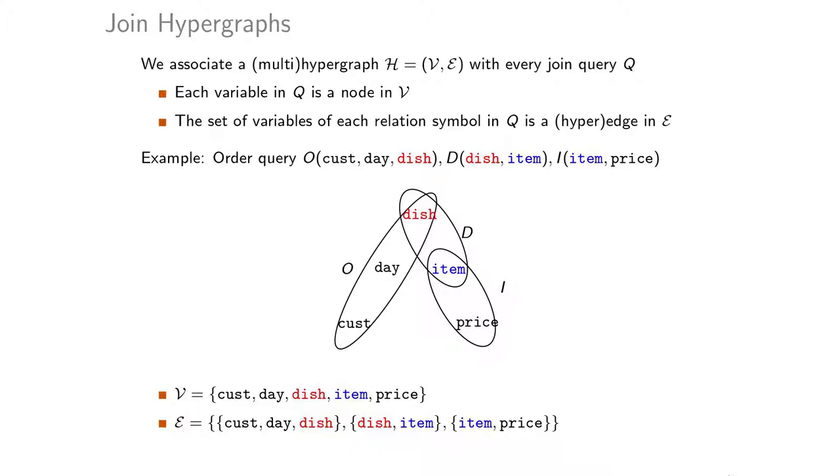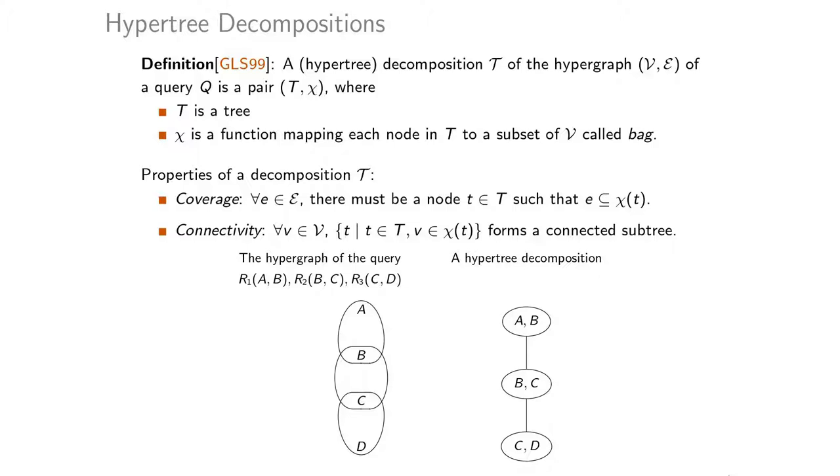Now, we would like to decompose these hypergraphs. In general, hypergraphs may contain cycles, for instance. But we would like to decompose them into trees, in a way. Why tree? Well, a tree is an easier data structure than a graph. On trees, you can do computation more easily than you can on a graph.